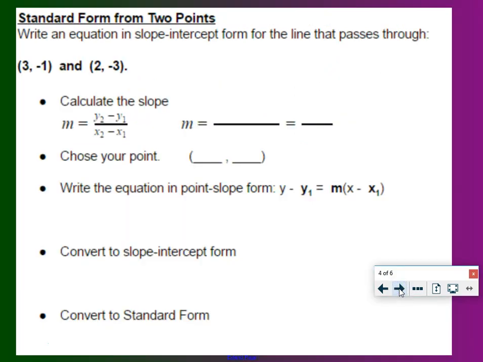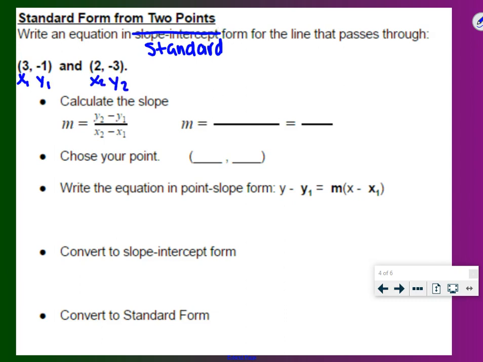Standard form from 2 points. Super important to make sure you get this. Write an equation in slope-intercept form for the line that passes through... that should not say slope-intercept form. That should say standard form. Apologies. For the line that passes through these 2 points. So, again, this should become routine.